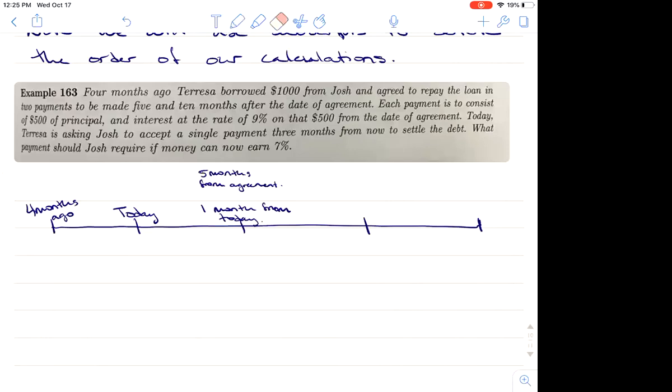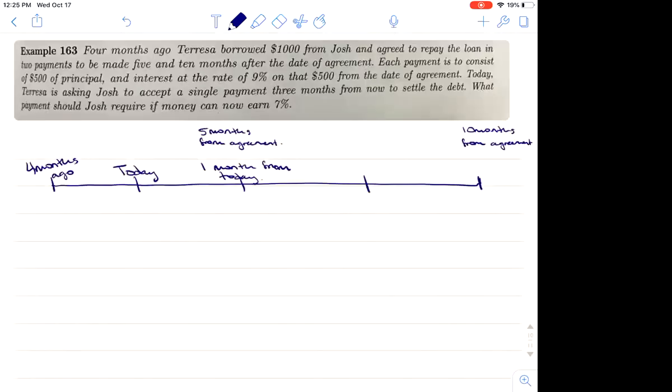So I'm just gonna move it over here. 10 months from agreement, which is 6 months from today. And she wants to repay everything 3 months from today.